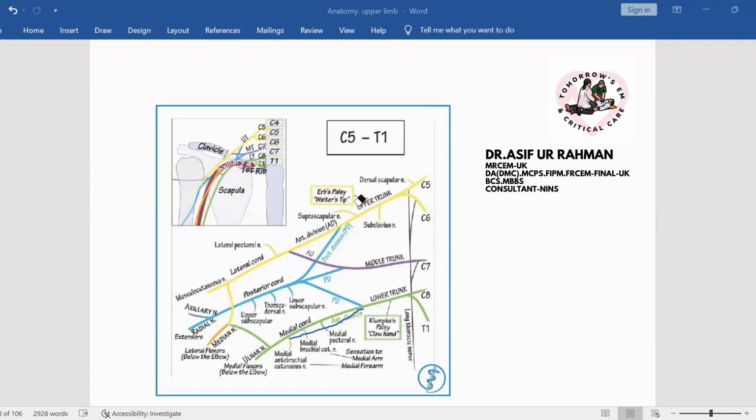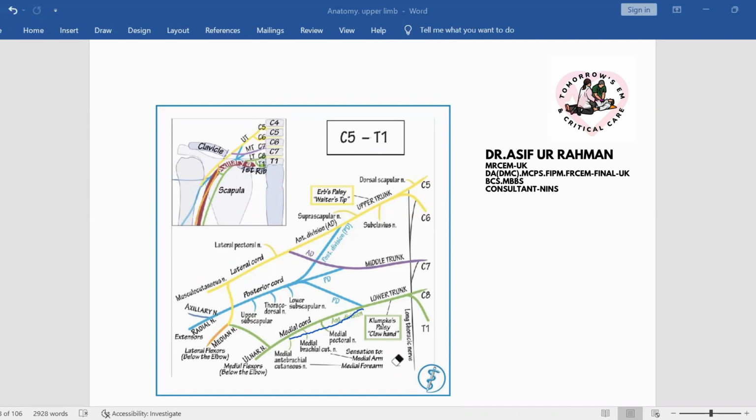These are not so important for your exam, but this one is very important for your exam. Does the long thoracic nerve come directly from the cord or the root? It comes directly from the root. So this nerve supplies which muscle? Serratus anterior. What is the function of serratus anterior?